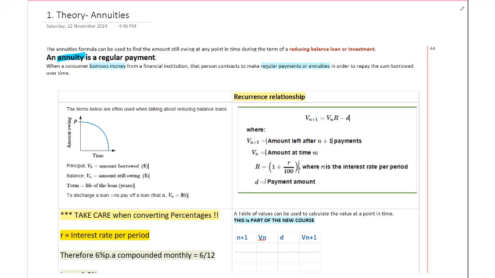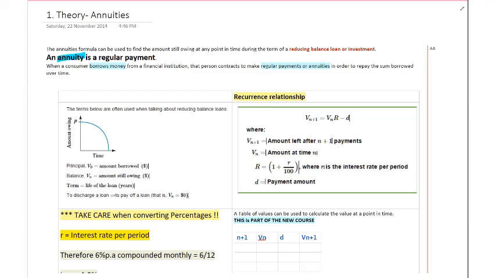Okay, so when a consumer borrows money from a financial institution, the person contracts to make regular payments or annuities in order to repay the sum borrowed over time. So when you've borrowed 10 grand, you're going to be paying more than 10 grand overall, but you get that 10 grand to buy your first car or something like that.